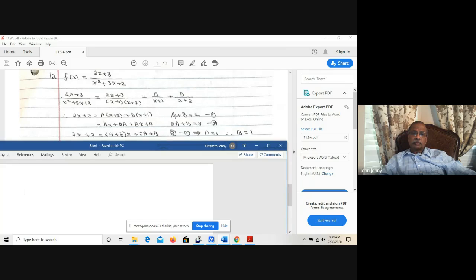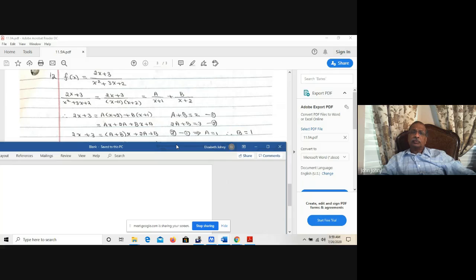And so a plus b is equal to 2. This is coefficient of x. 2a plus b is equal to 3. You subtract. You may solve the system by your own choice. What I did here is I subtracted the first equation from the second. So 2a minus a is a. b cancels. 3 minus 2 is 1. So a is 1. a plus b is equal to 2 means b also must be equal to 1.